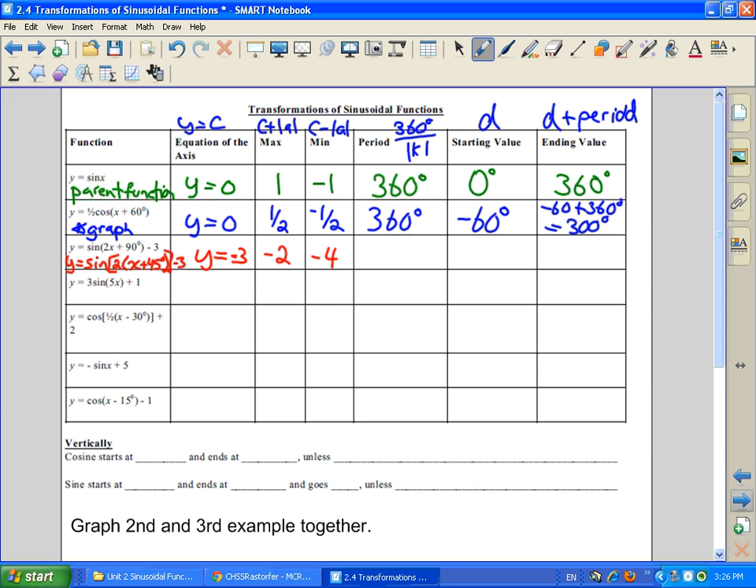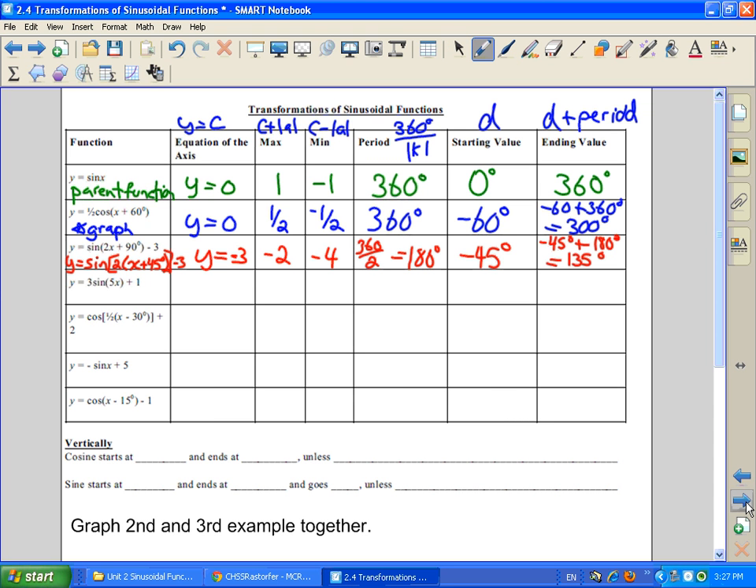To do our period, K equals 2, so it's going to be 360 divided by 2. So that's going to equal 180 degrees. And looking at our D, it's -45, so that's our starting point, -45 degrees. And to find out where we end our box, it's -45 degrees plus our period in this case, which is 180 degrees. So we're going to end at 135 degrees. All right, next one.